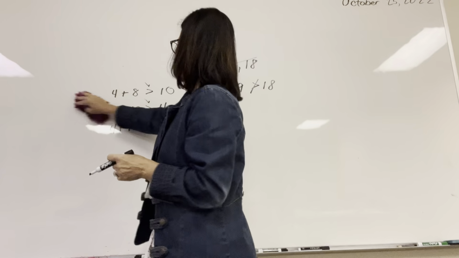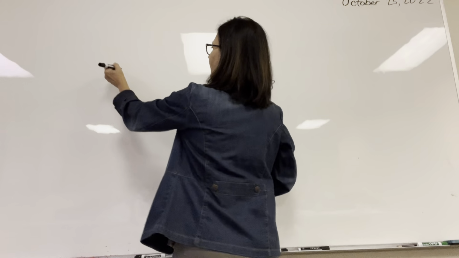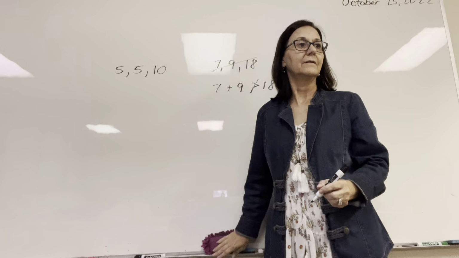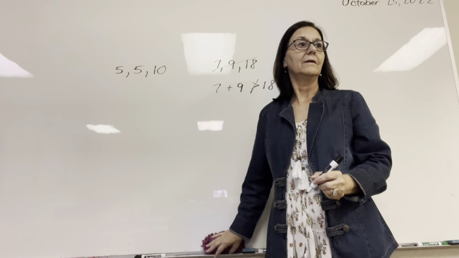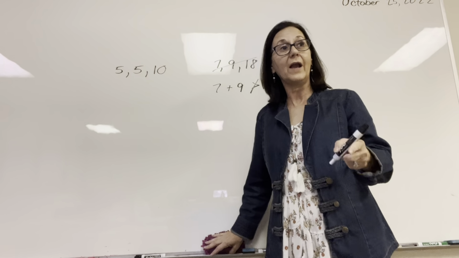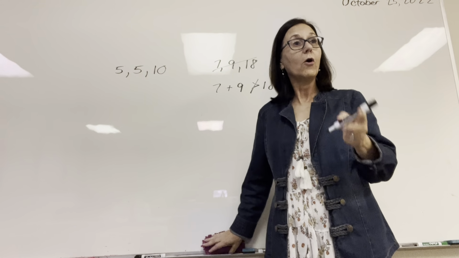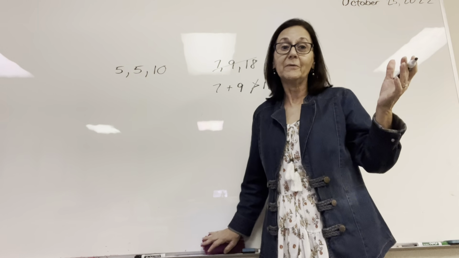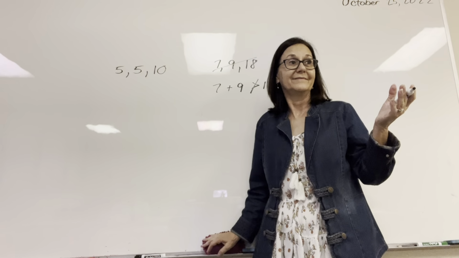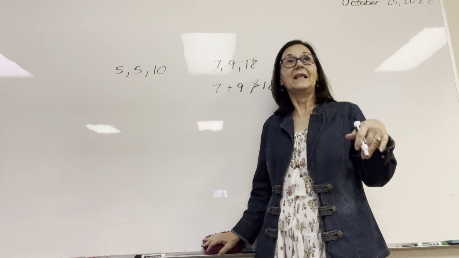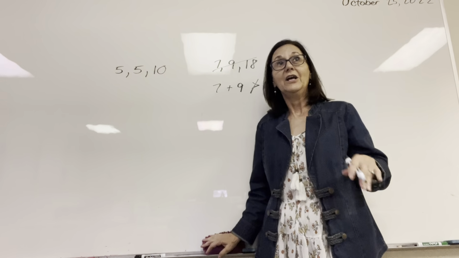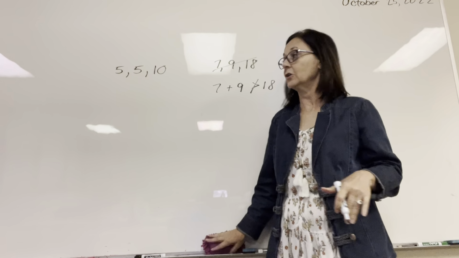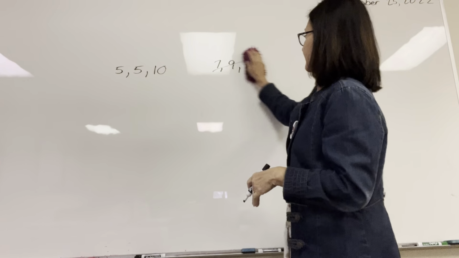What if I gave you 5, 5, and 10? Would that one work? No, because 5 plus 5 is not greater than 10. In order for it to work, the 10 would have to be, well, could it be 10.1? No, it'd have to be less than 10, actually. 5 plus 5 has to be greater than it. So it could be 9.9. It has to be something smaller than 10 for that to work.